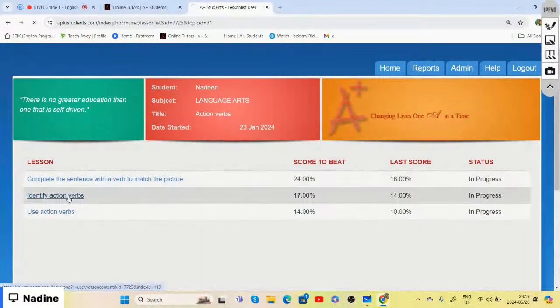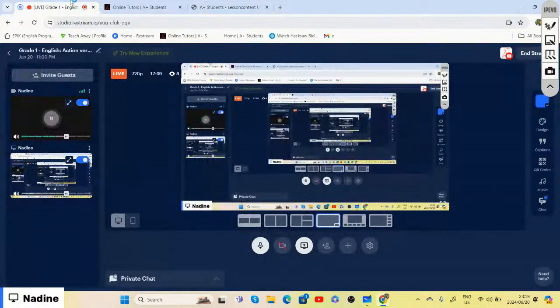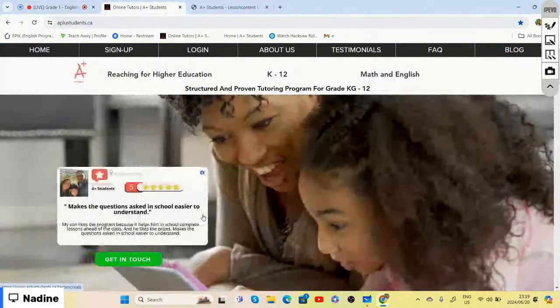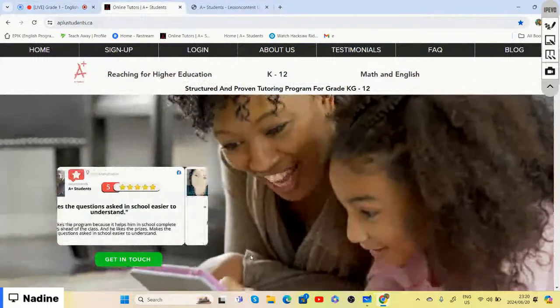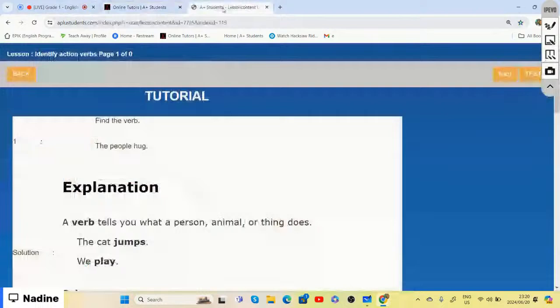All right, so we're going to identify action verbs, and we see the verb tells us what a person, animal, or thing does, right? So now we're going to find the verb within the sentences, right? It says the people hug. So the people hug. What is our verb within the sentence?